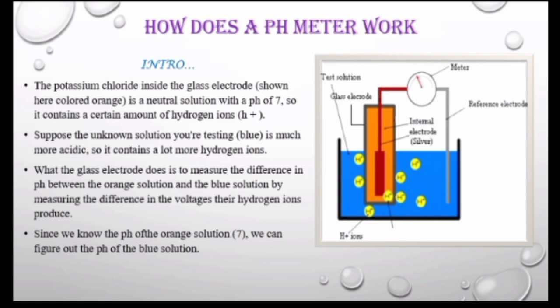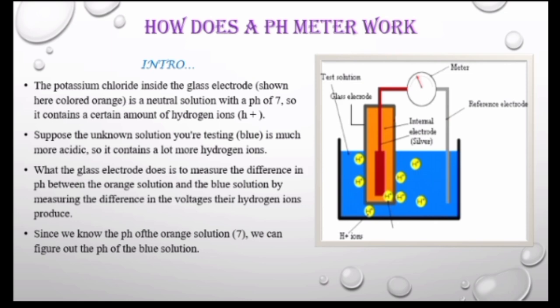The potassium chloride inside the glass electrode, which is orange in color, is a neutral solution with a pH of 7, so it contains a certain amount of hydrogen ions. Suppose the unknown solution you are testing is much more acidic, so it contains a lot more hydrogen ions. What the glass electrode does is to measure the difference in pH between the orange solution and the blue solution.